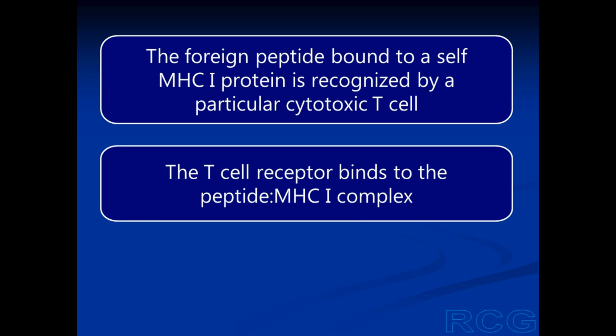The combination of the foreign peptide plus the self MHC1 protein will be recognized by some cytotoxic T cell which has got a T cell receptor complementary to the foreign peptide. So this T cell receptor will bind to the complex of the foreign peptide and the self MHC1 protein.